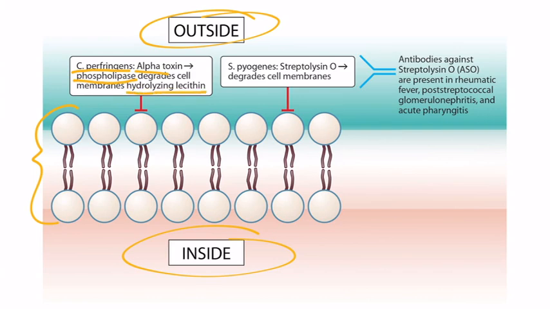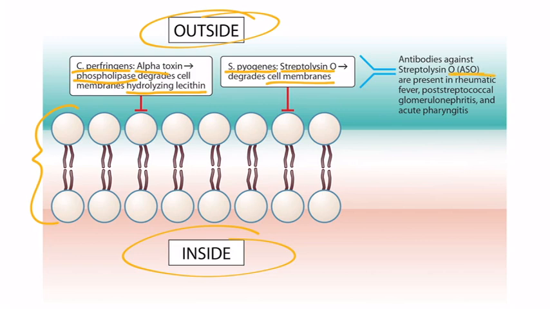So you could also think of this as a lecithinase. On the right is the toxin produced by Strep pyogenes, which is called streptolysin O. This also lyses cell membranes. One of the most important facts for you to know is that our body will form antibodies against streptolysin O, and we can actually detect that with serology. These are called antibodies against streptolysin O, or ASO antibodies.